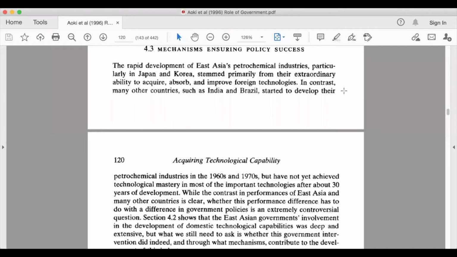So what the authors are saying is that the rapid development of East Asia's petrochemical industries, particularly in Japan and Korea, stemmed primarily from their extraordinary ability to acquire, absorb, and improve foreign technologies. In contrast, many other countries, such as India and Brazil, started to develop their petrochemical industries in the 1960s and 70s, but have not yet achieved technological mastery in most of the important technologies after about 30 years of development. Of course, this chapter was written in the 1990s, and conditions have since changed.